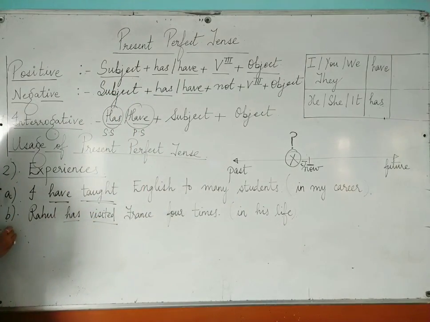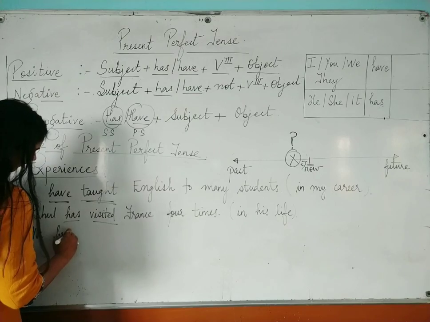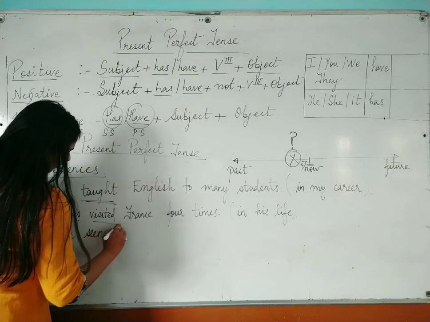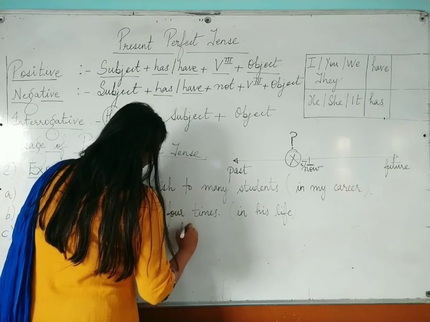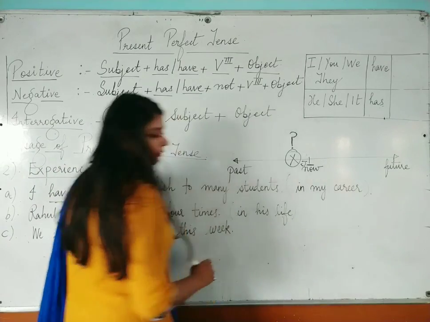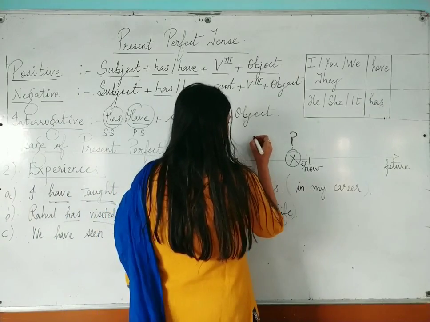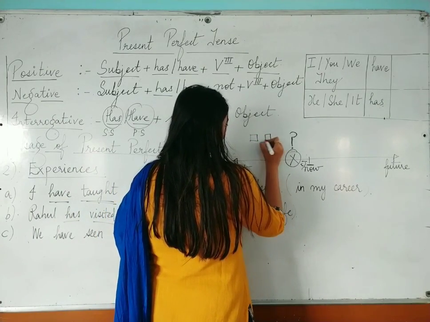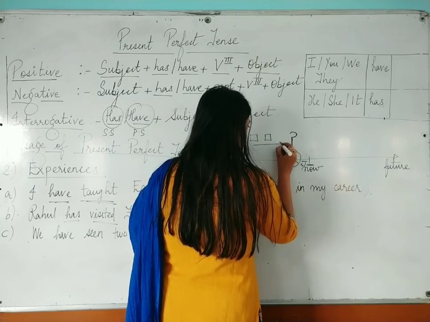Okay. Now let's see the third example. The third example is, we have seen 2 movies this week. Okay, we have seen 2 movies this week. That means I have watched a movie over here, and a movie over here. So again I am having the time to watch movies. I am still having the time to watch movies.